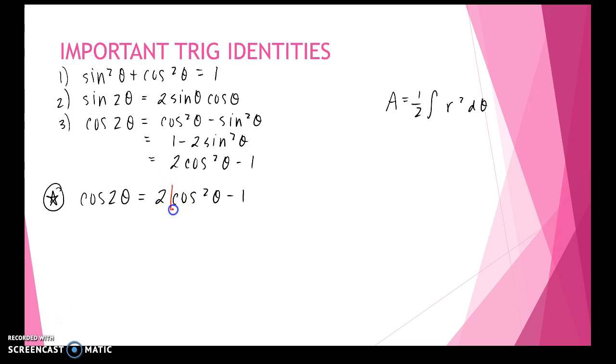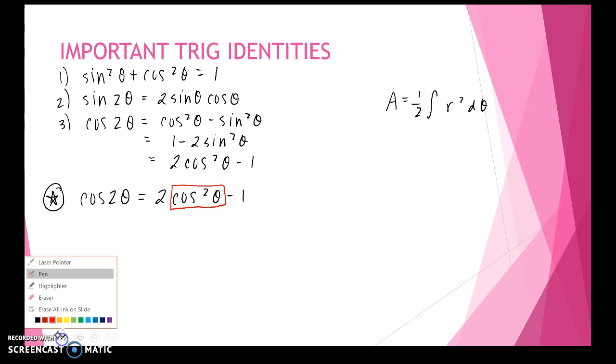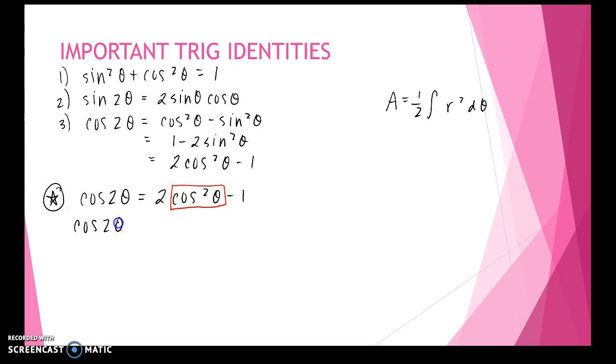And you'll see this when we do examples. This is what will be in my integrand, and that's what I'm going to have to replace. So I'm going to add 1 and divide by 2. So in our integrand, if we ever have to evaluate the antiderivative of cosine squared, we can replace it with an expression that we can integrate.